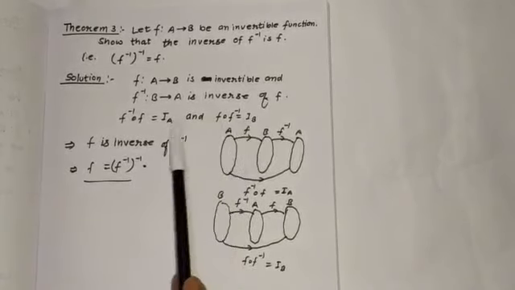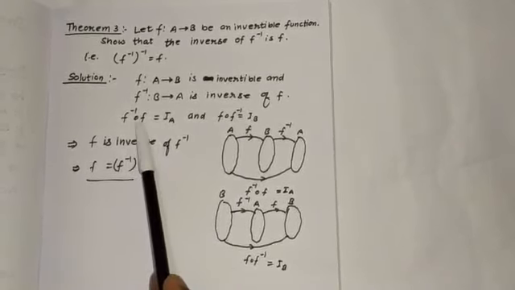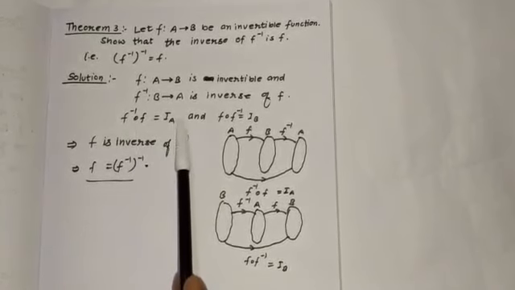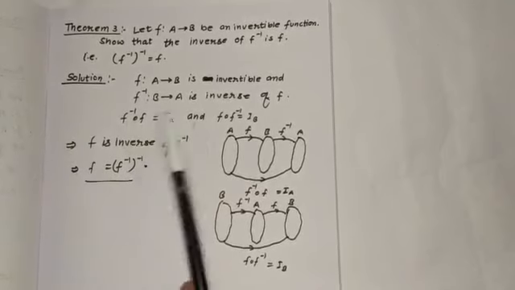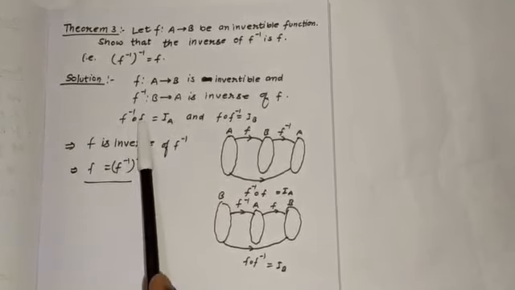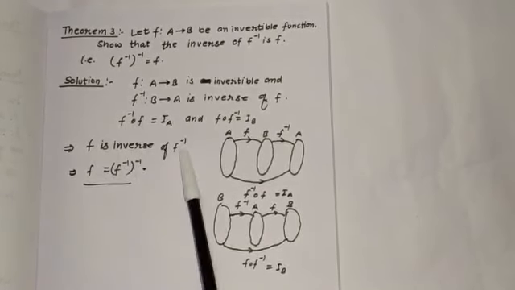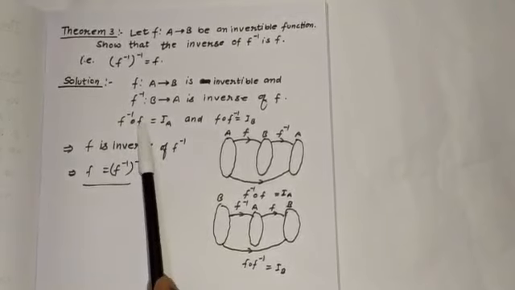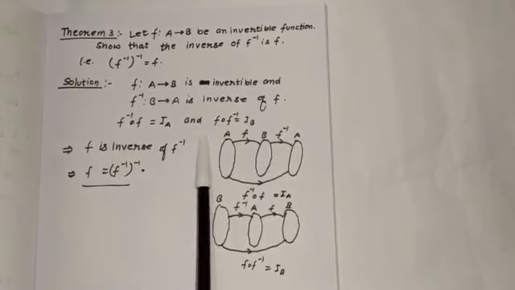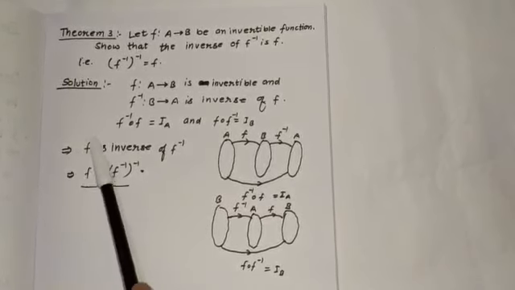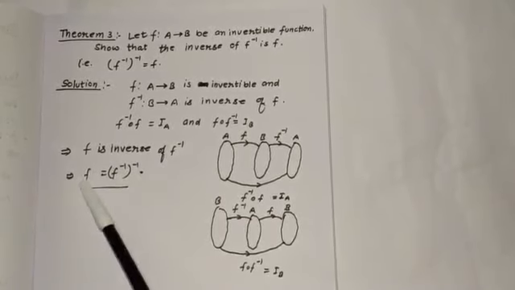Both are identity functions. It means after composition of two functions, you get an identity function. In that case, one function will be the inverse of the other function. It means f will be the inverse of f inverse. You can write in words, f is the inverse of f inverse, meaning this function is the inverse of this function. You can write f inverse inverse is equal to f. Now hence proved.